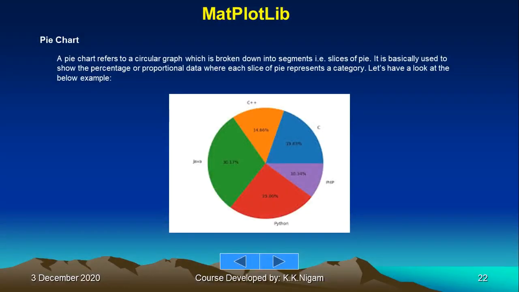Now there is another very useful and very commonly used chart, which is the pie chart. A pie chart refers to a circular graph which is broken down into segments, that is, slices of pie. It is basically used to show percentage or proportional data where each slice of pie represents a category. Let's have a look at the below example.